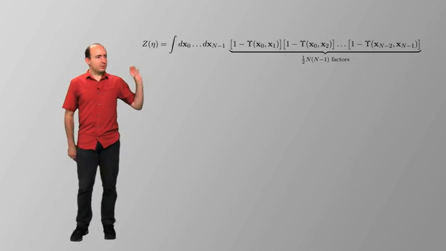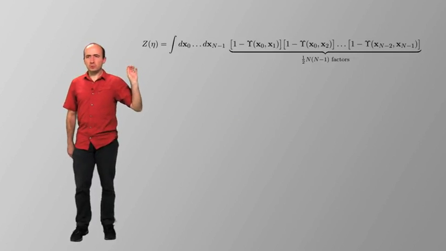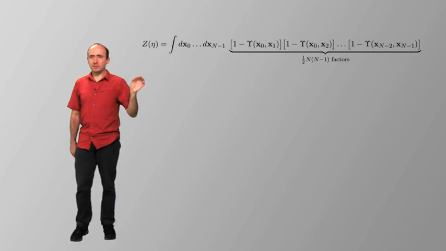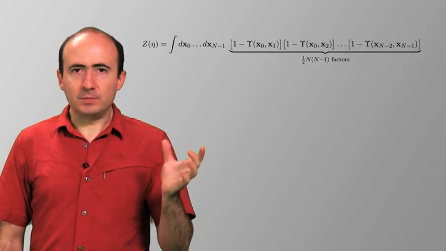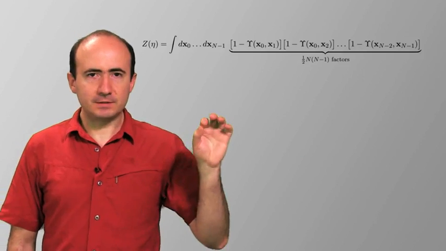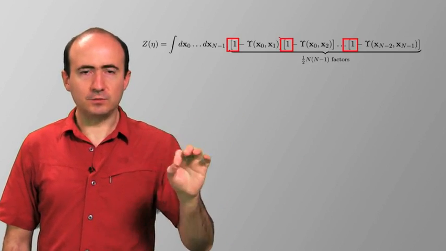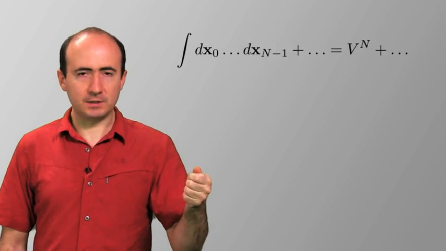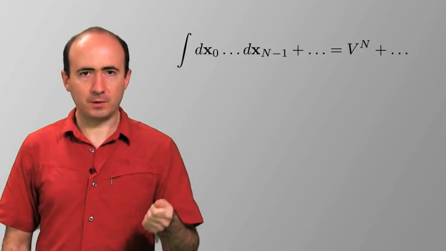Let's consider all the brackets. Each of them is equal to 1 if there is no overlap and 0 otherwise. We can expand and multiply out all those brackets. For instance, if one picks the ones in each of those brackets, and one computes the integral, one obtains v to the power n. This is in fact the partition function, as Alberto showed, of the ideal gas of hard disks of radius all equal to 0.